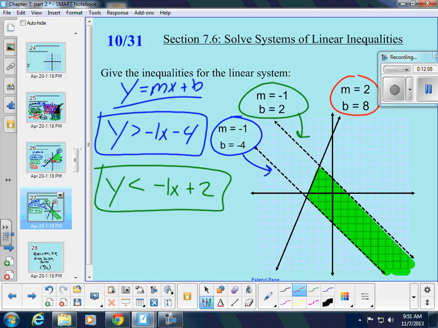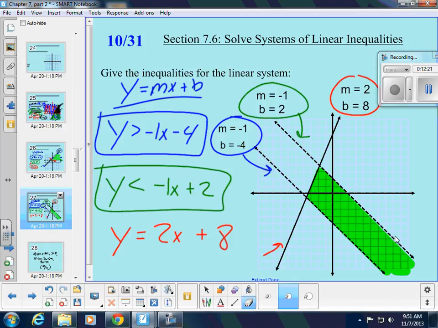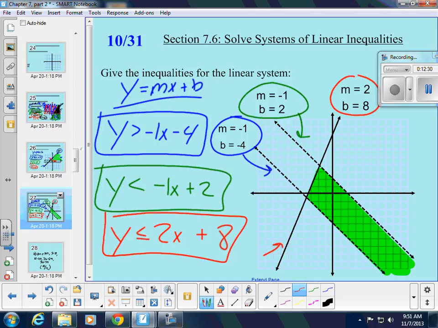And my last one here, this one's going to be my only solid line, but first making the equation. y equals, well, I should have 2x plus 8 for my slope and my y-intercept plugged in. This one also, notice it's a solid line and shaded below. So again, if I can make the equation first, then I can just change it to the inequality. It's a solid line and it's shaded below, so y is less than or equal to 2x plus 8.